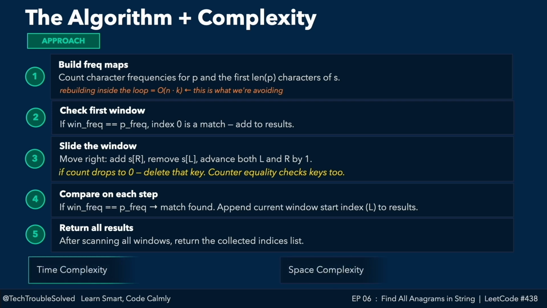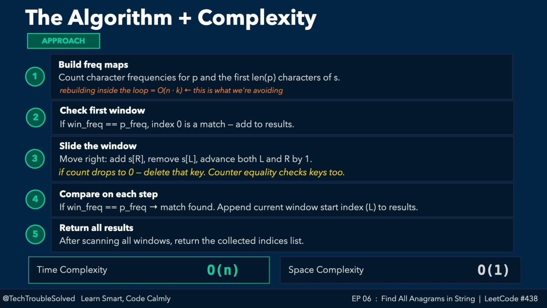Time complexity O(n). One pass through S. Every slide is O(1). No nested loops, no rebuilding. Space complexity is O(1). The frequency maps hold at most 26 keys, lowercase letters only. Constant, does not grow with input size. Five decisions, O(n) time, O(1) space.